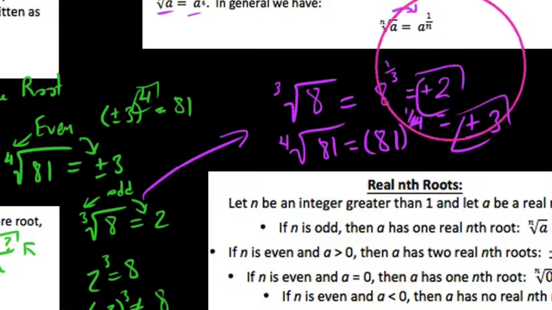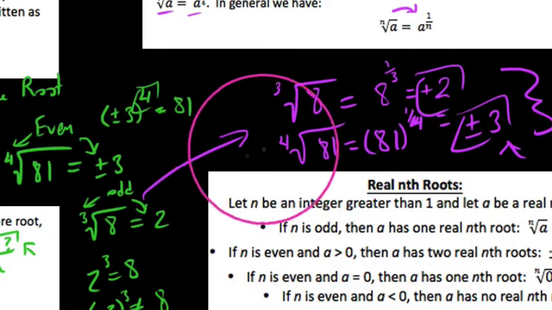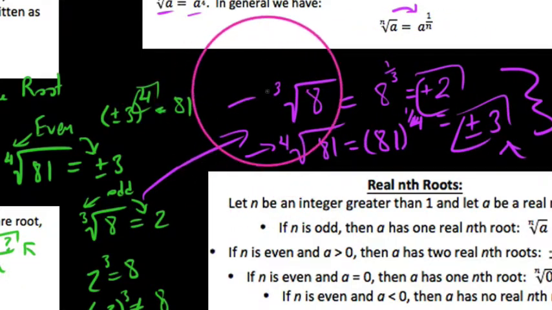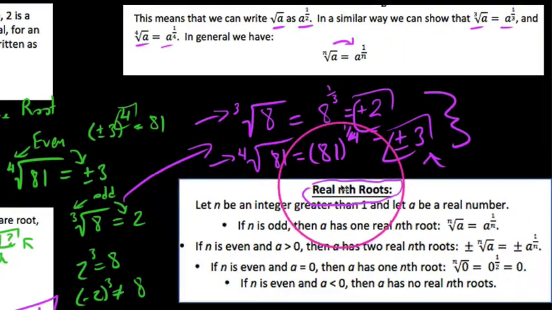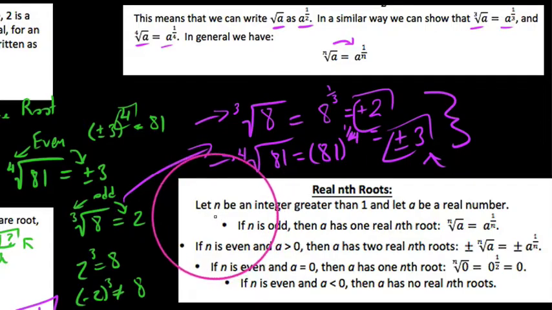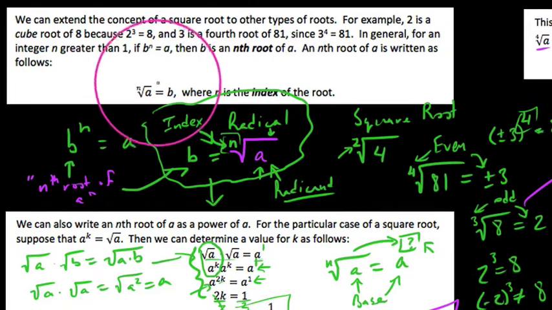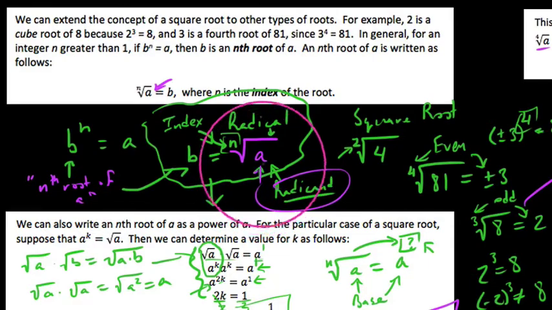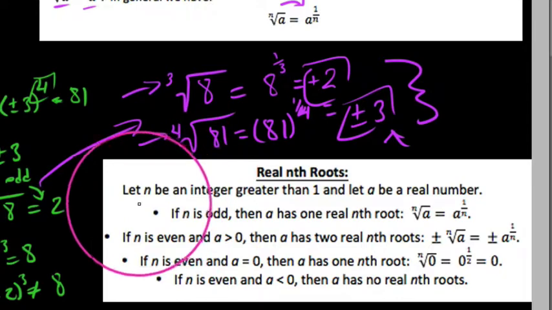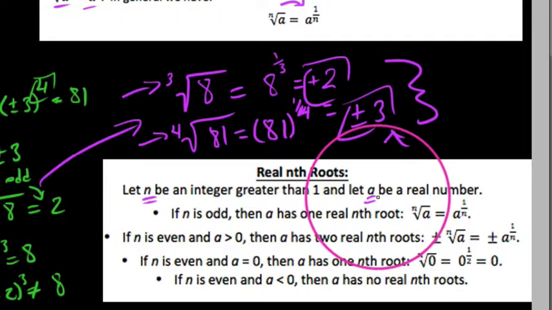So what I want to do now is at least comment on this. Why did we get 2 answers when we had an even index, and why did we only get 1 answer when we have an odd index? Okay, so really basic commentary on real nth roots. Let n be an integer greater than 1, and let a be a real number. You notice that we've been using this a ever since the beginning here. A is the inside stuff, the radicand. And n is the root, the index that we are using here. So n is the index, an integer greater than 1, and a is some number we're taking the nth root of.